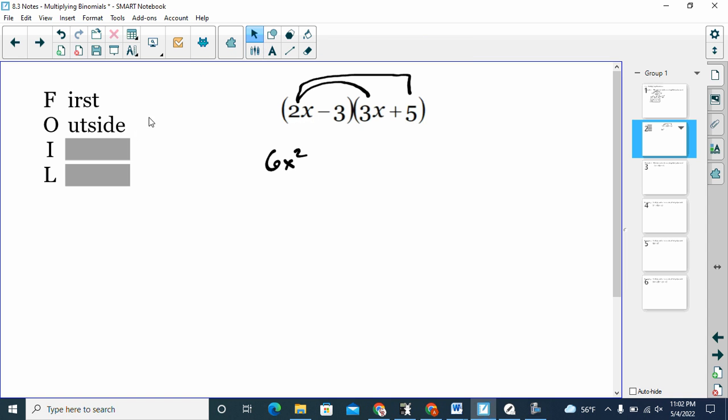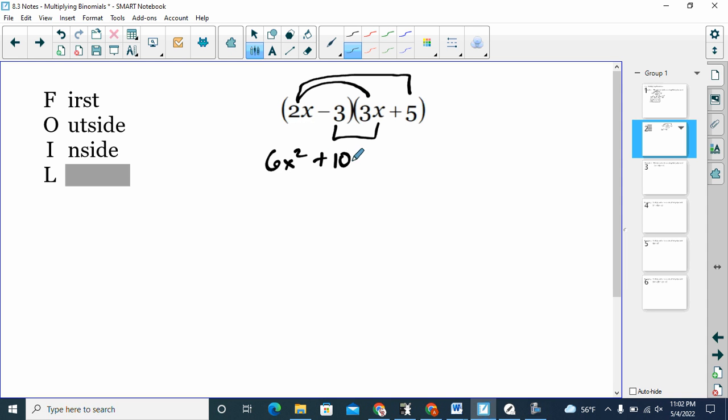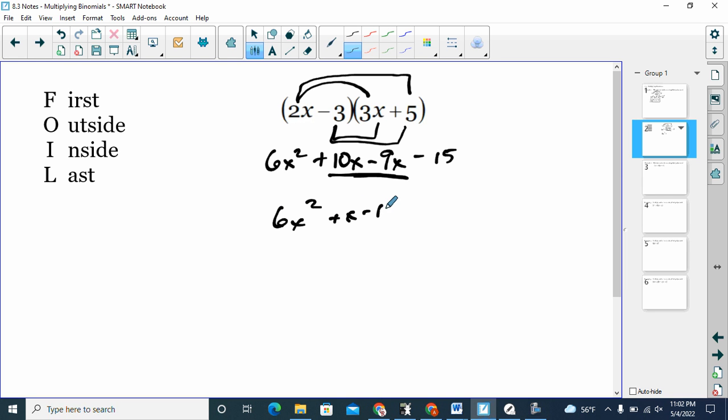The I, as you would probably guess, is for inside. We're then going to multiply the inside terms together. Sorry, I didn't write down my answer here. When we multiply the outside, 2x times 5, that was the plus 10x. Inside would be negative 3 times 3x, that's minus 9x. And last, negative 3 times 5 is minus 15. And combining up these like terms gives us the same answer that we had on the previous slide. 6x squared plus x minus 15.